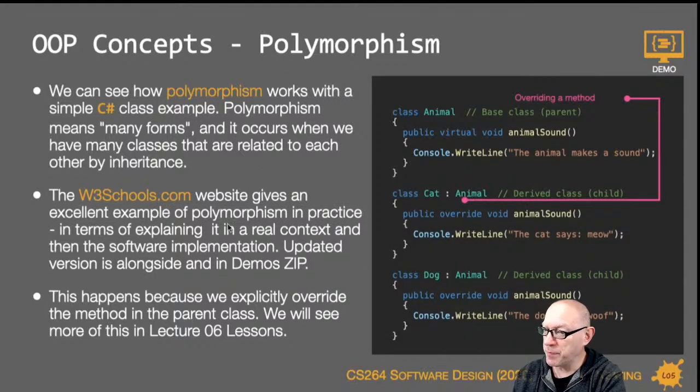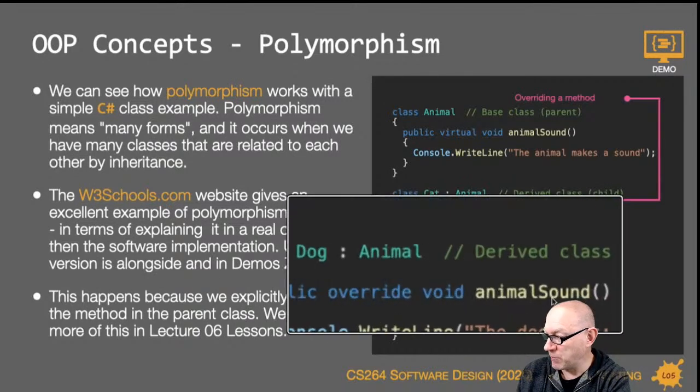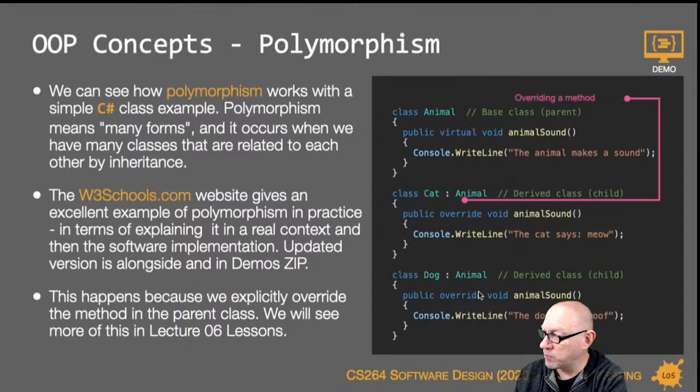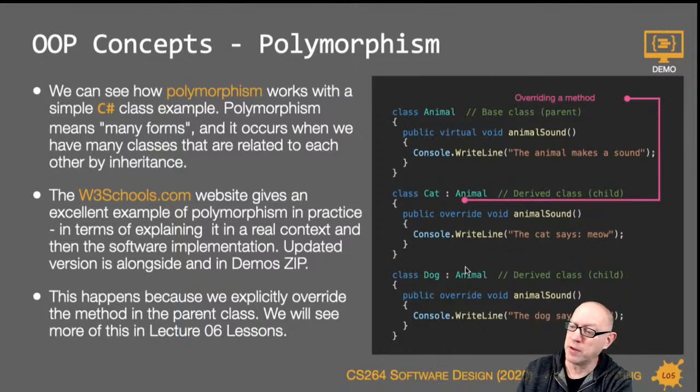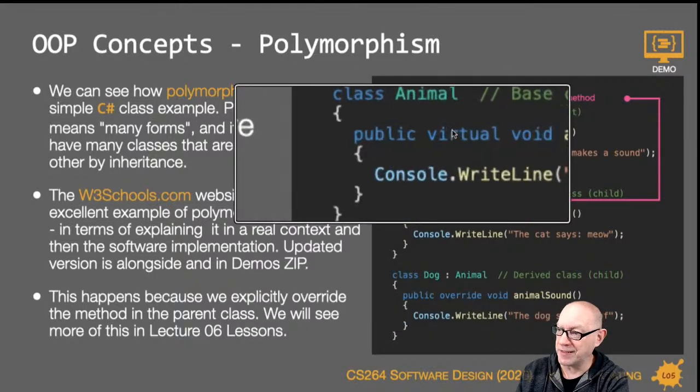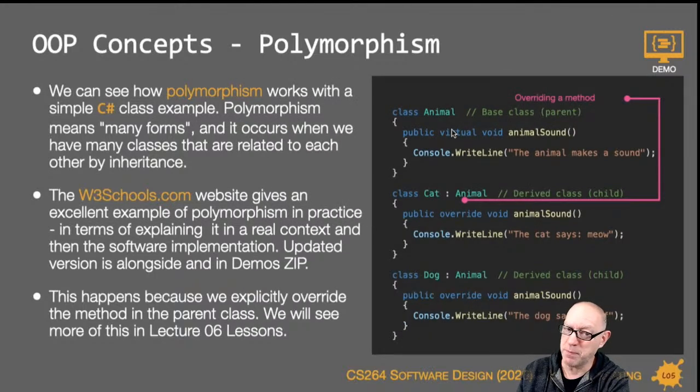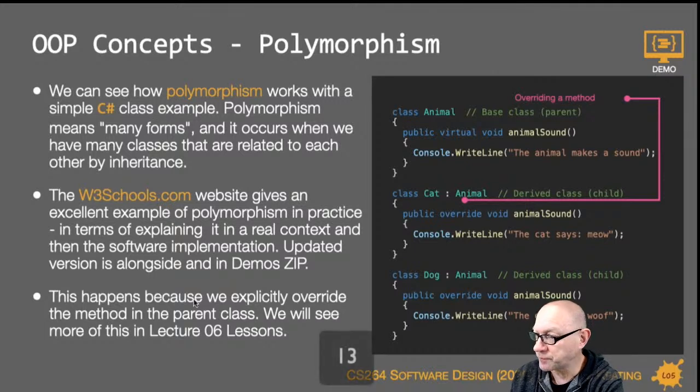So really what's happening here in terms of the different forms of the animal sound method, even though these both are inherited from the animal class, the base class, these derived classes each provide their own overriding method for that sound, so that when they're instantiated, they call this method rather than the base method. Okay, hope that's clear. So we will see a lot of that happening in further lectures as well.